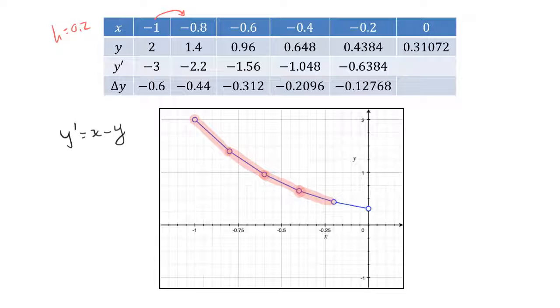Move along the line of slope negative 1.48. Then we move along a line whose slope is negative 0.63. And when we do all these calculations, we end up at our final destination, whose y value is 0.31072. So it's kind of a sophisticated thing, and like in all things calculus, if you want a better approximation, you take smaller and smaller step sizes.